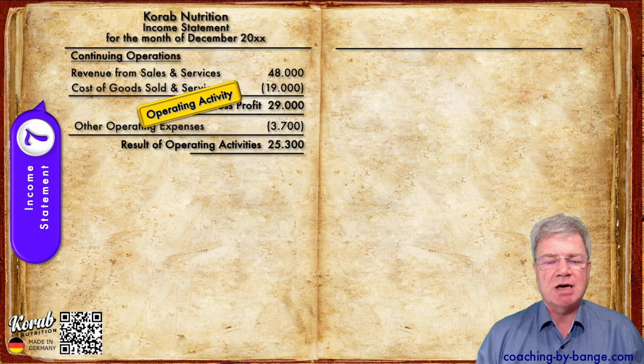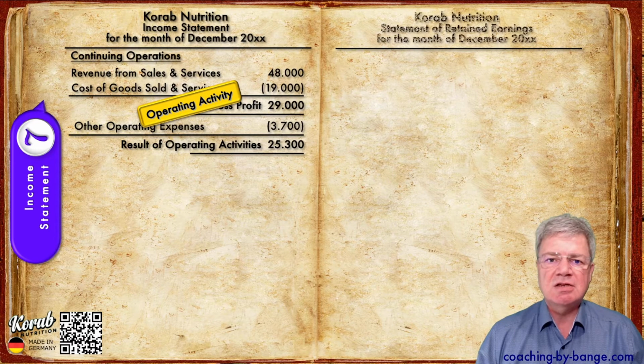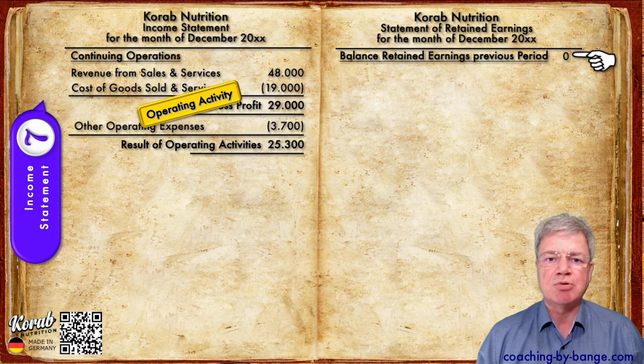But what about the others? Well, those are taken care of in the so-called statement of retained earnings. It also has a three-line heading and shows the same period of time as the income statement. The statement of retained earnings always starts with the balance of the statement of retained earnings from the previous period. In our case, it is 0 because the Co-op Nutrition Company just started.